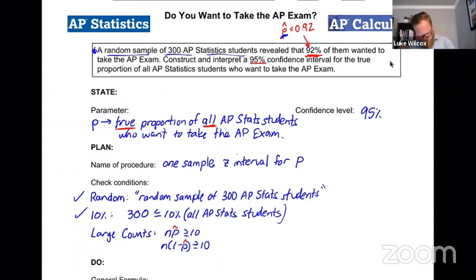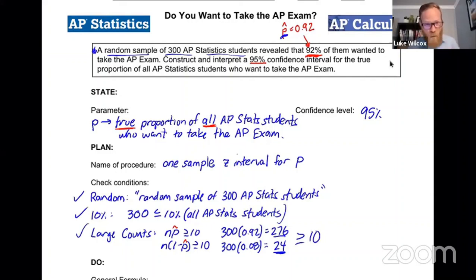So let me plug in some values. 300 is our sample size. The sample proportion is 92%, 0.92. That's going to give me 276. And then 300 times 1 minus p hat is 0.08. That's going to be 24. Now, what we're really getting there is the number of successes, 276 students who want to take the exam, and the number of failures, 24 that do not. And we need to check that both of them are greater than or equal to 10. And sure enough, they are.